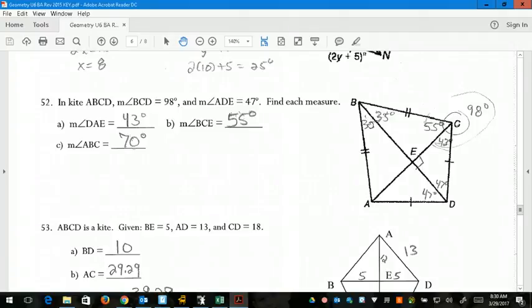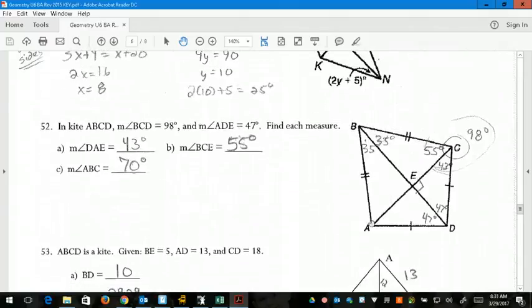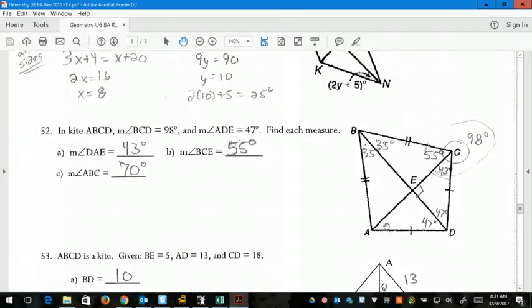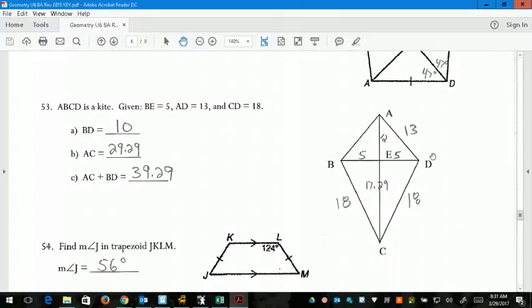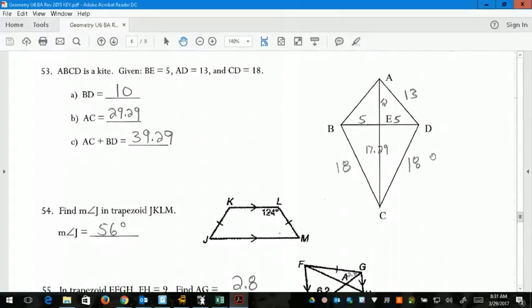when they ask for ABC, 35 plus 35 was 70. When they ask for DAE, DAE is this little angle right here at A. That's the same as this, 43 degrees. And BCE is the 55. Any questions on that?